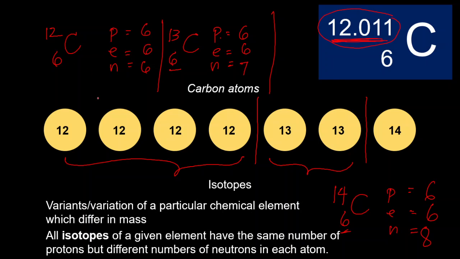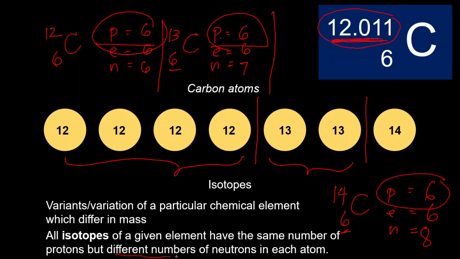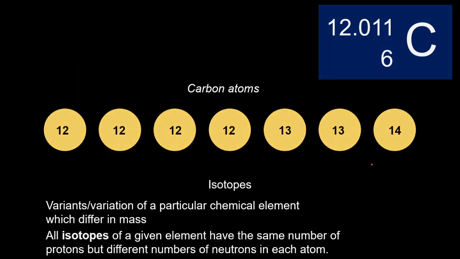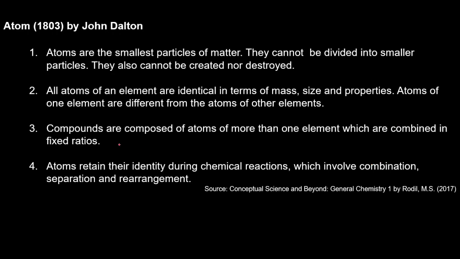So as you see here, these are the isotopes of carbon. We have carbon 12, carbon 13, then carbon 14. They have the same number of protons, 6, 6, 6, but they have different numbers of neutrons. Carbon 12 has 6 neutrons, carbon 13 has 7 neutrons, and carbon 14 has 8 neutrons. So we know that all atoms of an element are not identical in terms of mass. We call this variation isotopes.